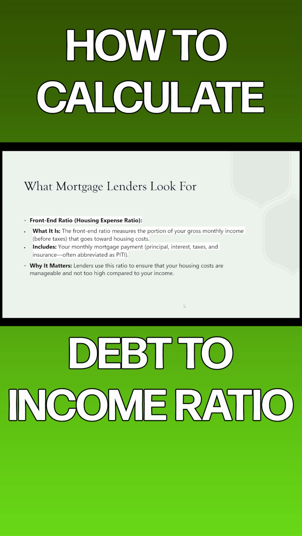Your front end ratio is basically your monthly mortgage payments: principal, interest, taxes, and insurance. That's often abbreviated as PITI. You may have heard of that. But why does this front end ratio matter? It matters because lenders want to ensure that your housing costs are manageable and not too high compared to your income. So they want to see your front end ratio.